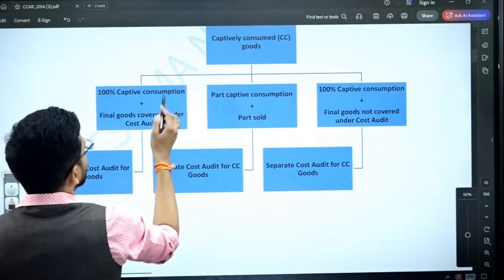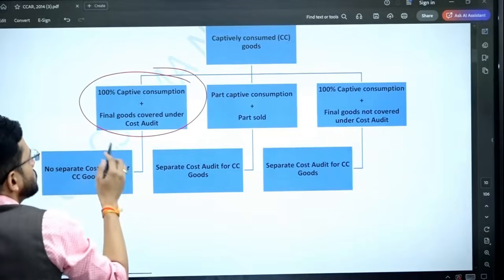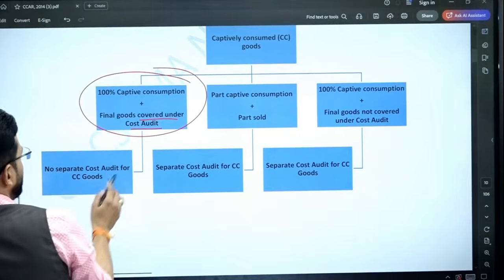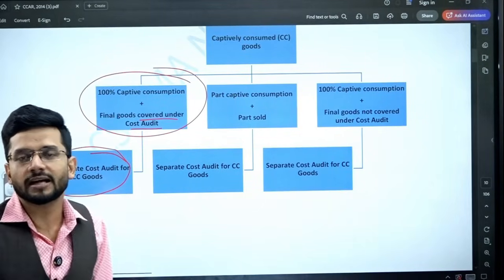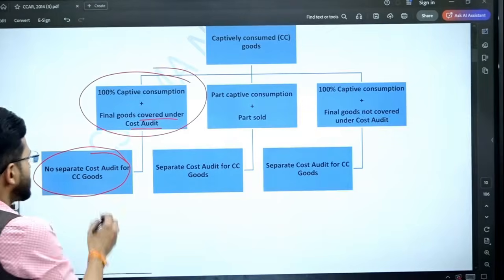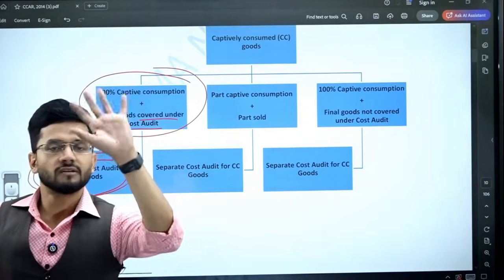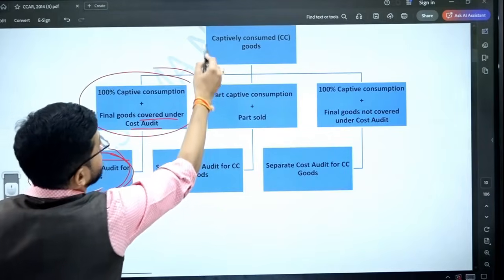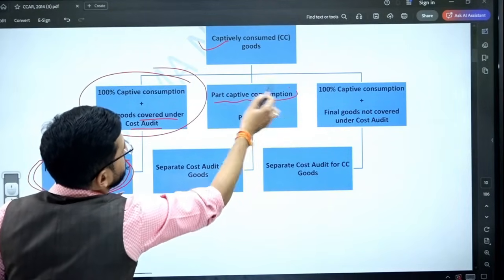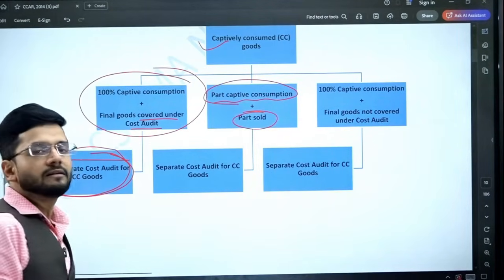So let's see, captively consumed goods, 100% captively consumed, and final goods are also covered under cost audit. No problem, no separate cost audit for captively consumed goods. There is no separate cost audit for captively consumed, no problem at all. Situation 1, no problem.